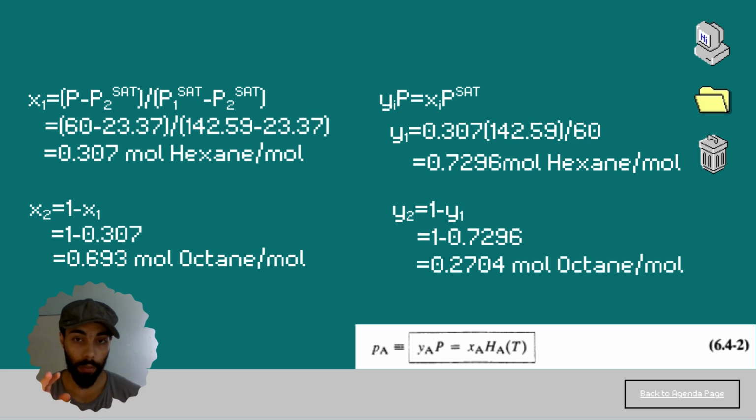So the composition of hexane in the gas phase is 0.7296 mole per mole. Do the same thing, subtract it from 1, and we get the octane one as 0.2704 mole per mole in the gas phase for octane.